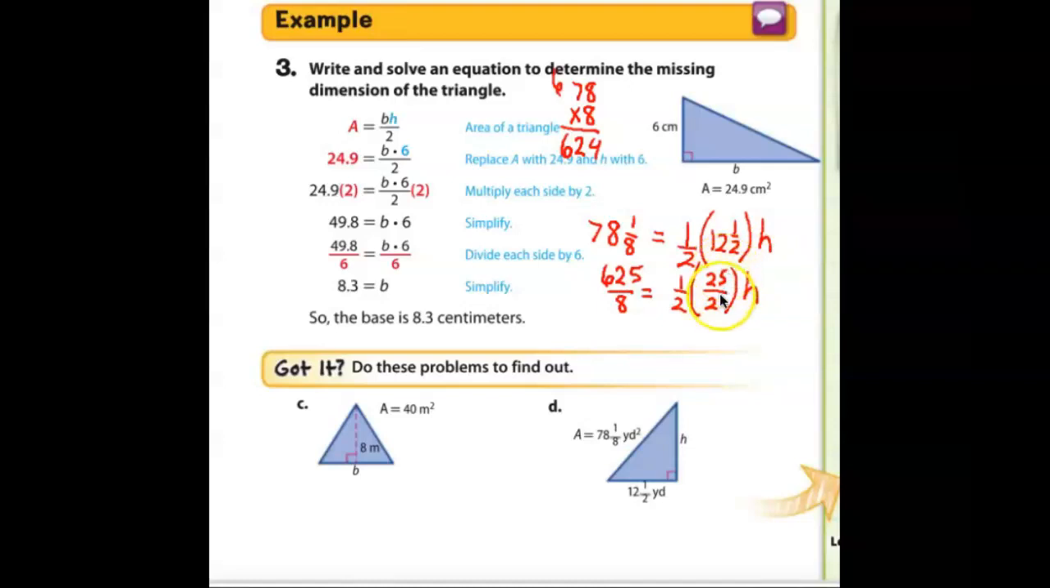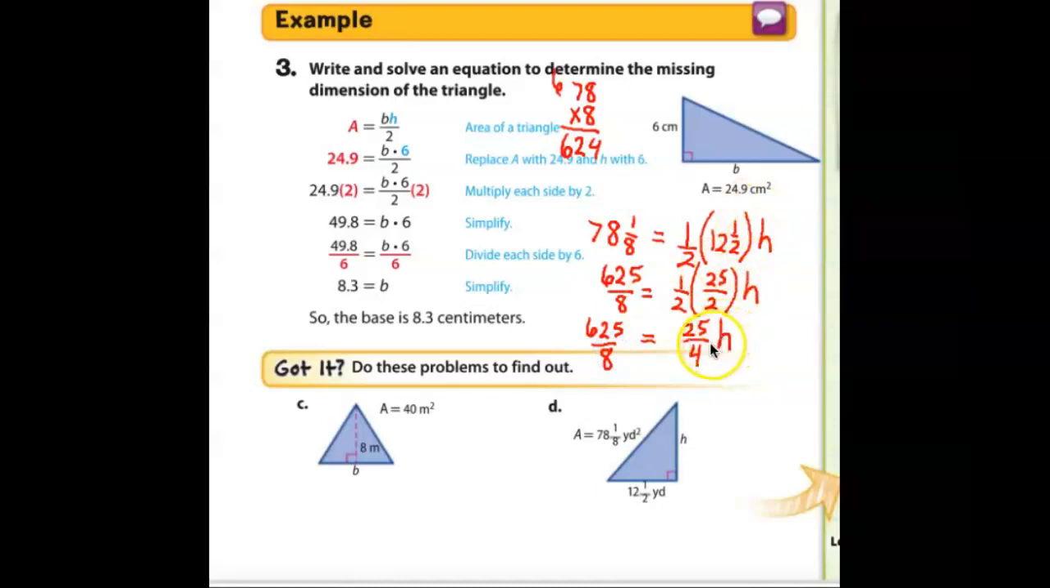Okay, so the first thing we're going to do is simplify this side by doing the multiplication. So 1/2 times 25/2, you just multiply going across. Go ahead and solve that for me, please. 1 times 25 is 25. And then 2 times 2 is 4. So if you answered 25/4, you are correct. So 25/4 h is equal to 625/8.